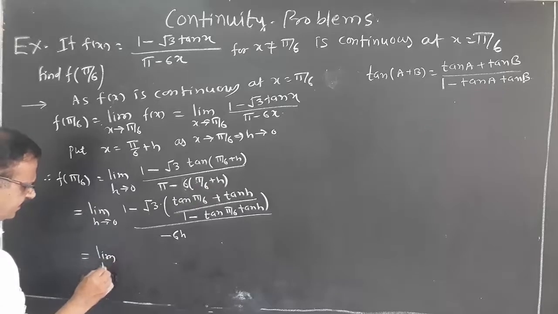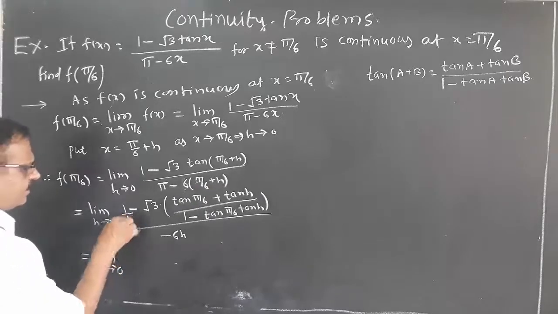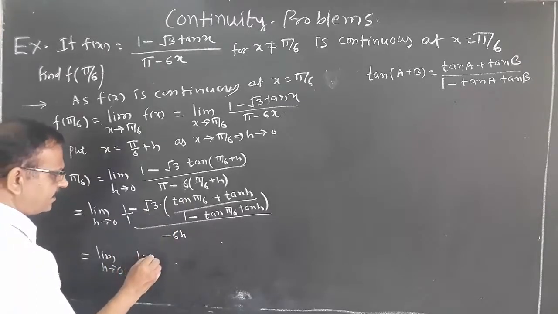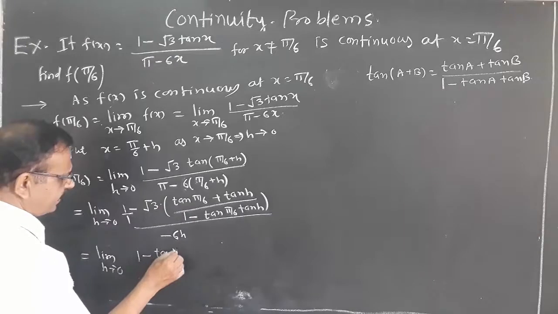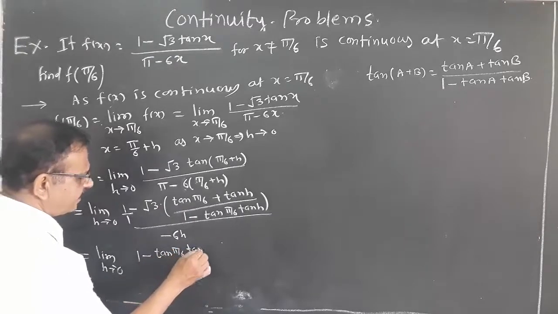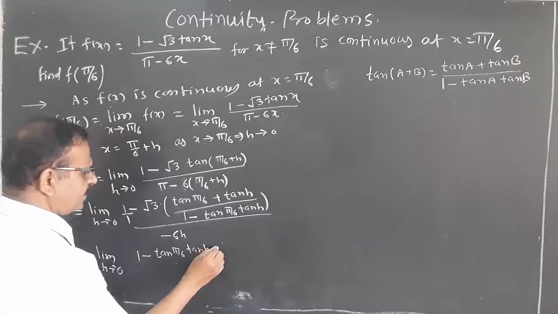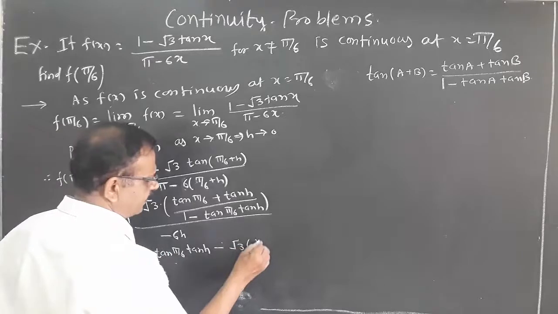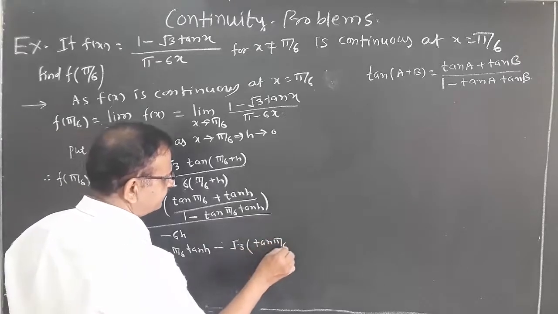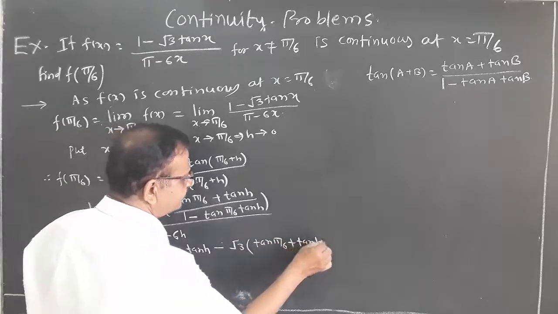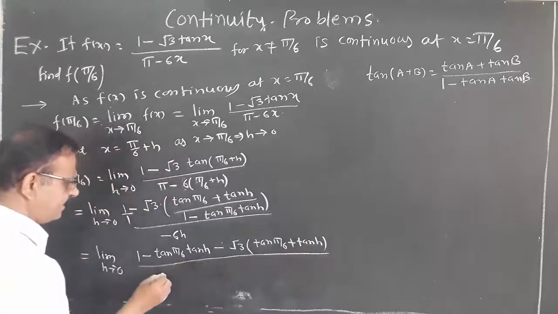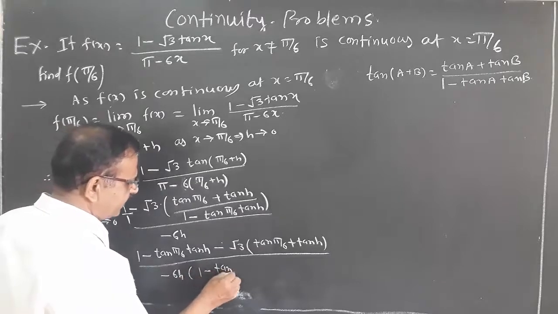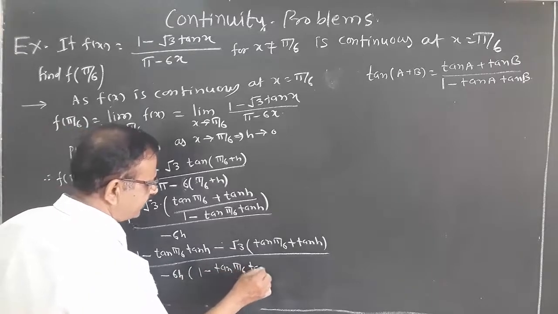This can be written as limit h tends to 0. This is 1 by 1. I shall take cross multiplication. Then 1 minus tan pi by 6 tan h, minus root 3 times tan pi by 6 plus tan h, divided by minus 6h into 1 minus tan pi by 6 tan h.